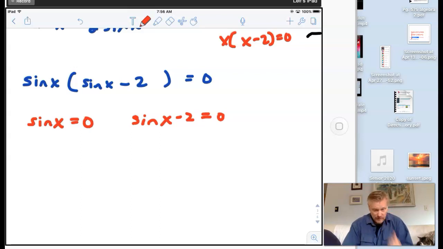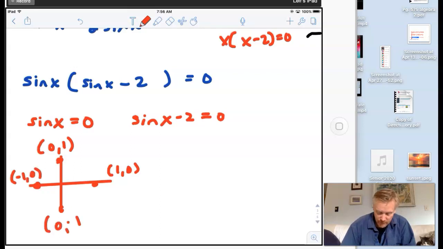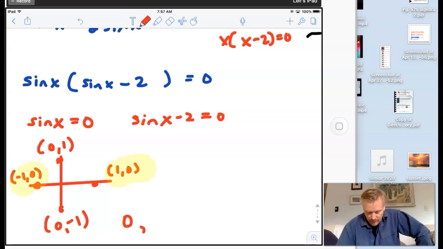So this is the unit circle thing. Remember, the sine is the y coordinate. Except that point is 1, 0, not 0, 1. This is 0, 1. This is negative 1, 0. This one's 0, negative 1. So which one gives me 0 for the y-coordinate? That would be either 0 or 180. 180 is pi in degrees, so I got 2 answers right there.